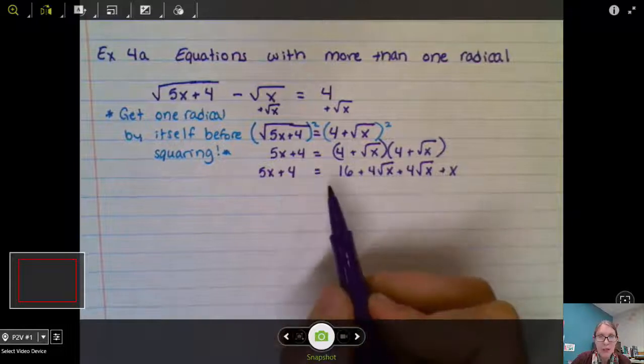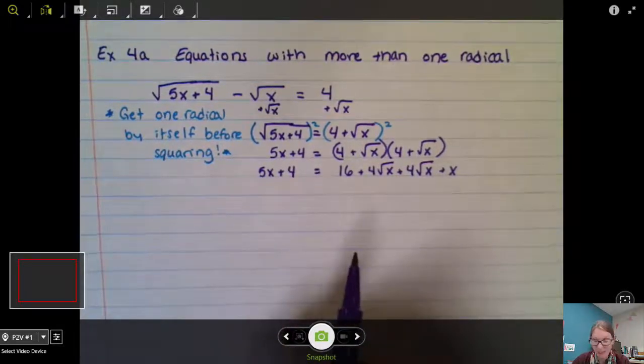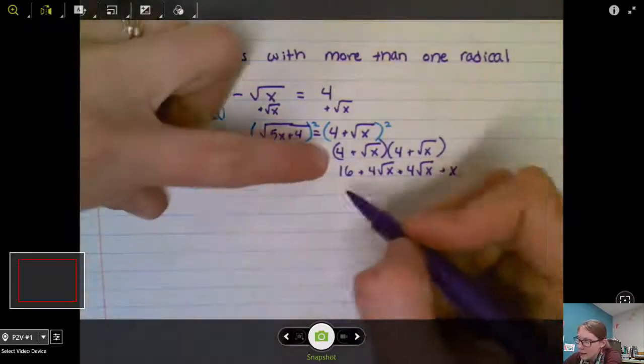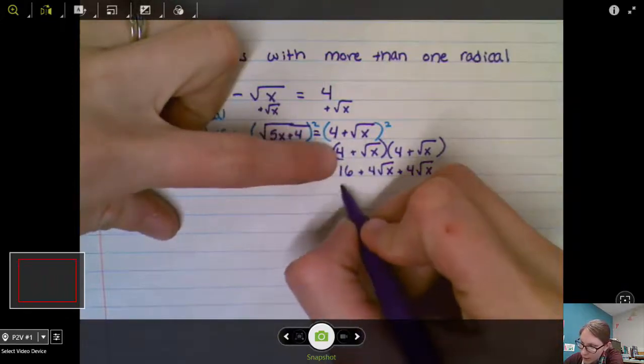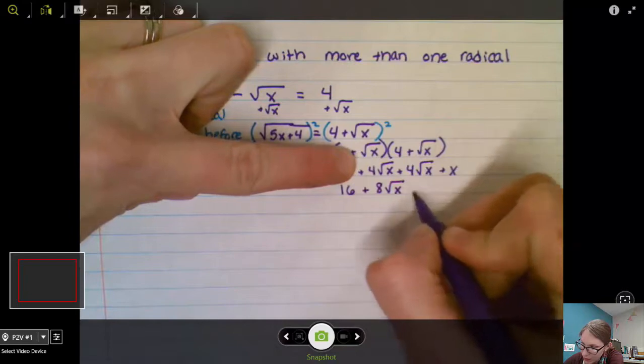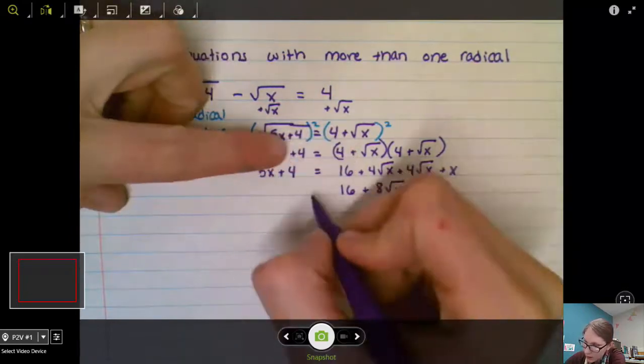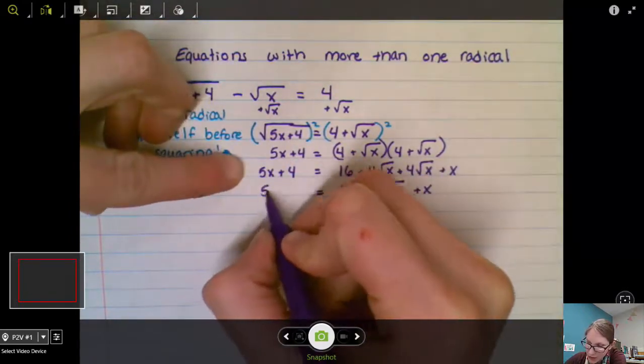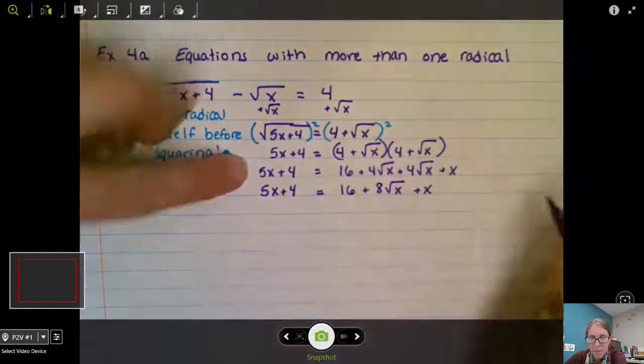5x plus 4 equals all of this stuff. Let's combine what I can. So over here, I have 16 plus 8 square root of x plus x. And this left side is still just 5x plus 4.